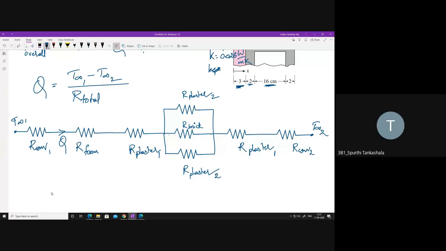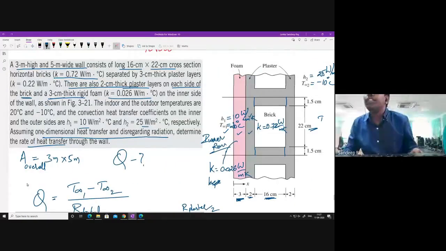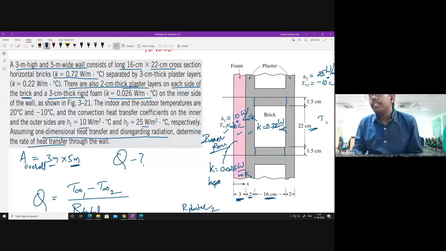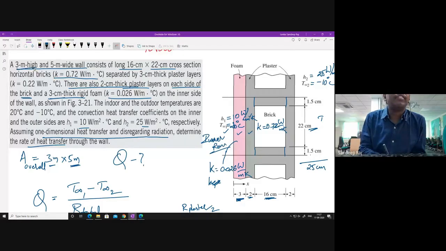Yes, ma'am, please ask. Why shouldn't we take the resistance for those two? Yes, that's a very good question. See, here, what is the area given? It is 3 meter by 5 meter area. So if I sum this, 1.5 plus 1.5 plus 22, what is this value? It is 22 plus 3, 25 centimeters. But in reality, what is the height of it? It is 3 meters height.